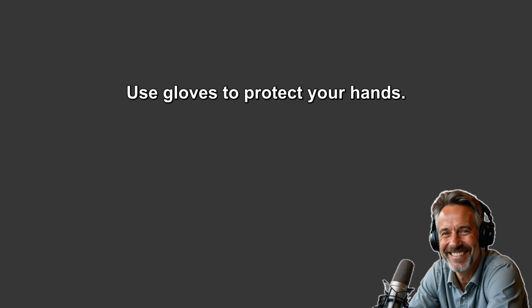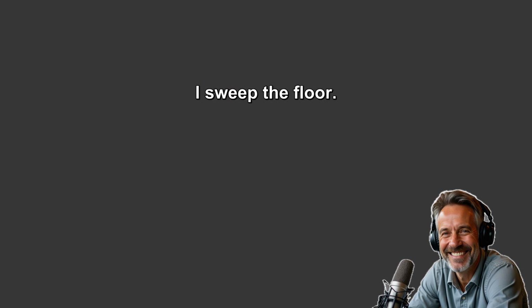Now I will show simple sentences with these words. I sweep the floor. I am sweeping the floor. I mop the floor. I am mopping the floor. I vacuum the carpet. I am vacuuming the carpet. I dust the shelf. I am dusting the shelf. I wash the dishes. I am washing the dishes.